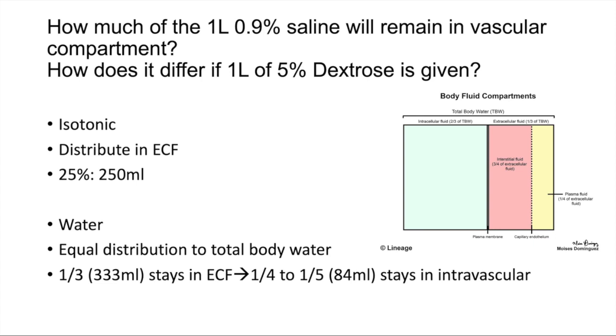If 5% dextrose is given, it will become water when the glucose is metabolized. The water will distribute equally into the total body water compartment. 1/3 of it stays in the extracellular fluid, and a further 1/4 to 1/5 of that stays intravascular.